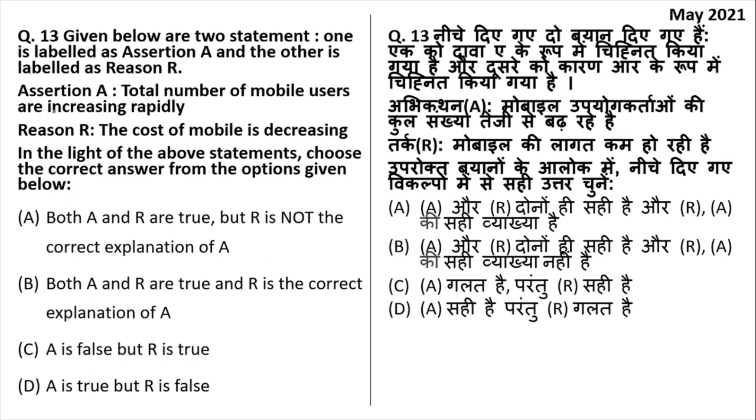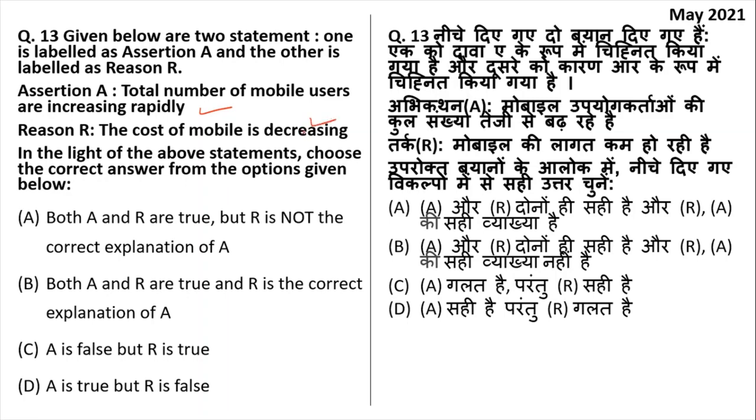So the first statement, that is the assertion, says the total number of mobile users is increasing rapidly. Yes, this statement is true because we know nowadays every small child or elderly person, everybody is using a mobile phone. So the total number of mobile users is increasing, right? So this is correct. Let's look at the reason. The cost of mobile is decreasing. Yes, this is also very true.